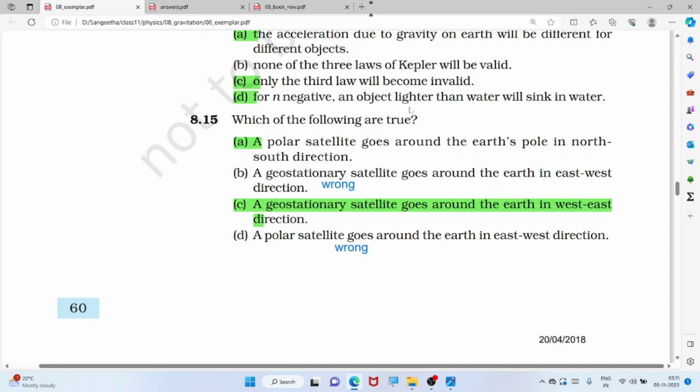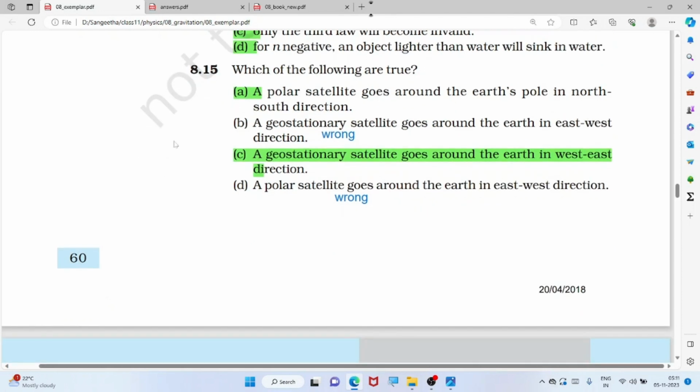For n negative, an object lighter than water will sink in the water. Which of the following are true? A polar satellite goes around the Earth's pole. Okay, polar satellites move in the north-south direction only. That is correct. A geostationary satellite goes around in the east-west direction.